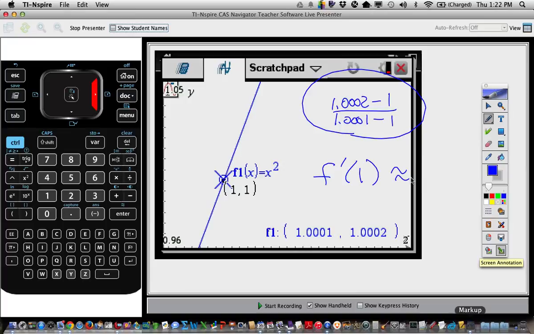I want you to write this on your paper. I want to see this on your paper, and then calculate that out. Okay, now is that going to be the exact slope at 1? No, but it'll be really close. And if we wanted to get more accurate, what would we do? Put more zeros in there, right? Get closer. Let the 2 points get closer.